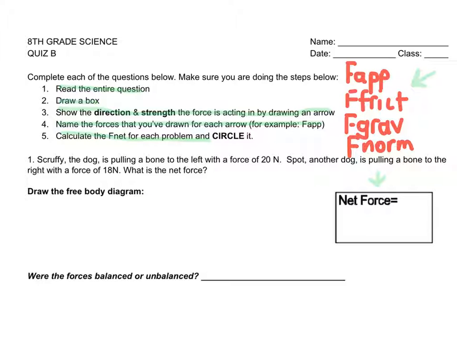Scruffy the dog is pulling a bone to the left with a force of 20 newtons. Spot, another dog, is pulling a bone to the right with a force of 18 newtons. What is the net force? Make sure you draw your free body diagram in the space below. You then will calculate the net force in this box. Finally, you're going to let us know whether the forces are balanced or unbalanced.